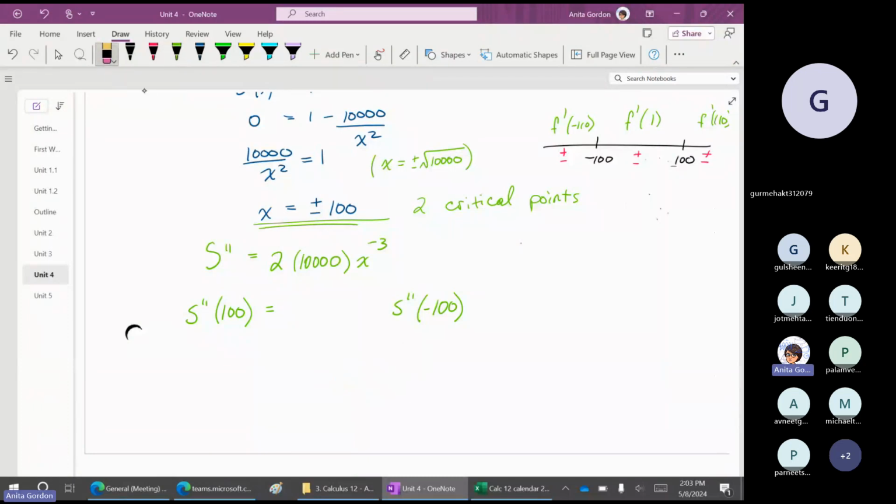Positive or negative? This gives me a plus, which means that from this critical point, I'm about to go up. I have a graph that is concave up at this point. What about negative 100? It gives me a negative number, so my graph is pointing down. Therefore, this is the minimum.